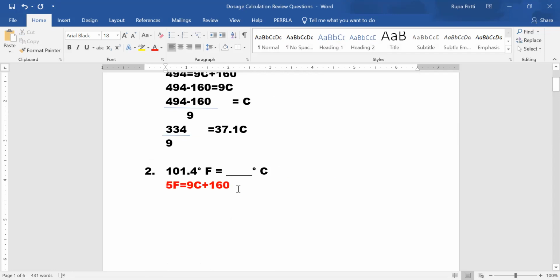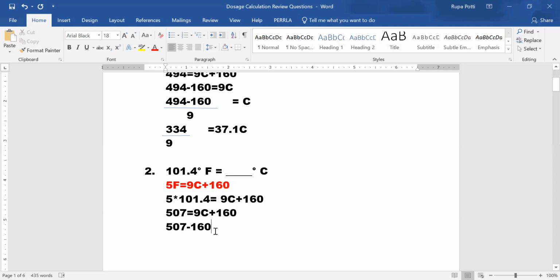So we have the formula here. We are going to do the same thing again. So 5 times 101.4 is equal to 9C plus 160, right? When you do all these steps, as you keep doing it step by step, you're going to get 507 is equal to 9C plus 160. So you're going to do 507 minus 160.